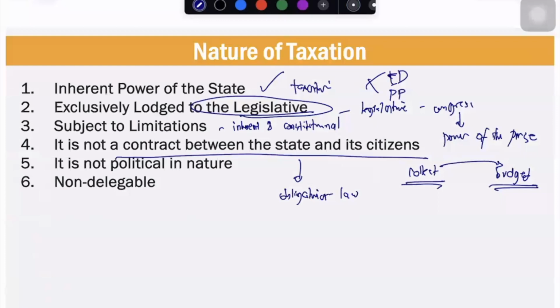Sir, what is the example of it is not political in nature? So when we say it is not political in nature, it means that, for example, if China conquered us, would the taxes stop? No. Even if whoever runs the Philippines changes, even if the president changes, we will still pay taxes. So that is, it is not political in nature.